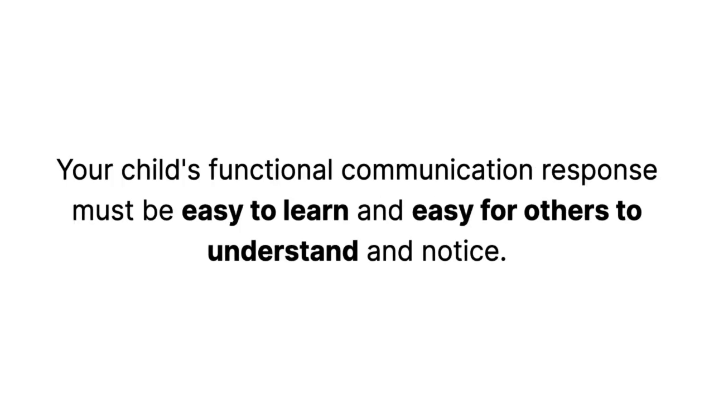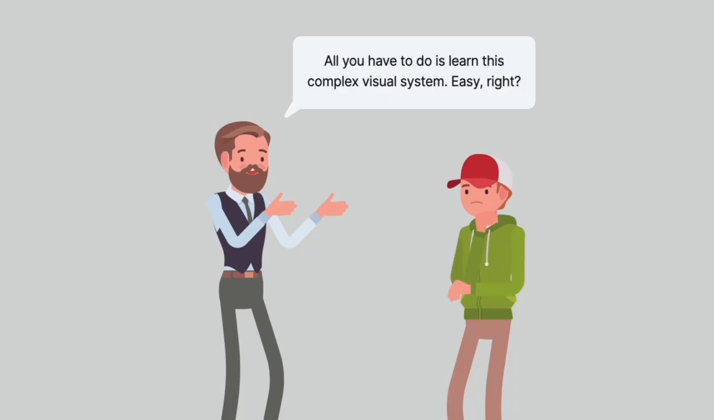Keep in mind that your child's functional communication response must be easy to learn and easy for others to understand and notice. Suppose the FCT response is more challenging to use than the problem behavior. The FCT response must be easy for many people to know so the child gets what they need. Or the child uses the method, but people need to understand what the child is requesting or needs. If the child's needs are not met, they'll be less likely to change communication methods.